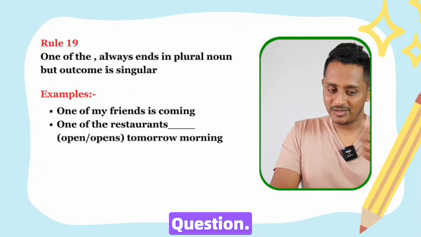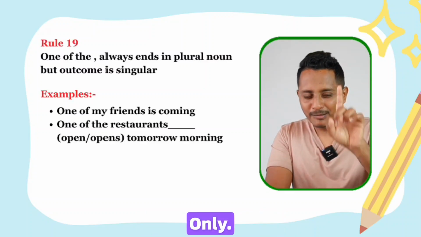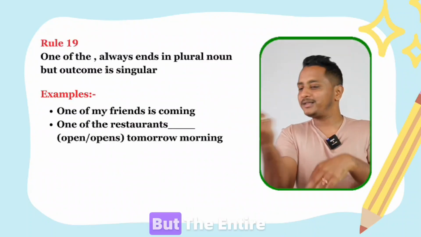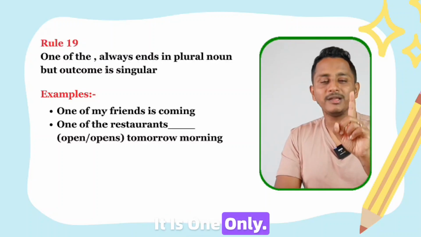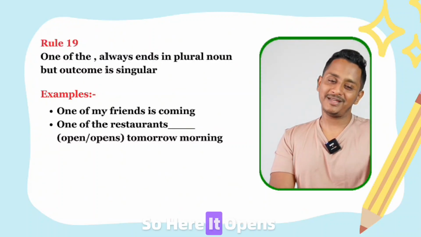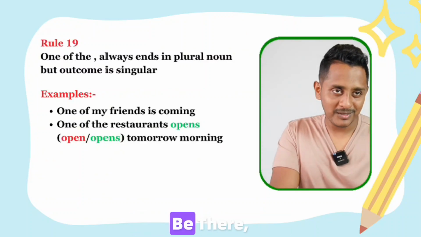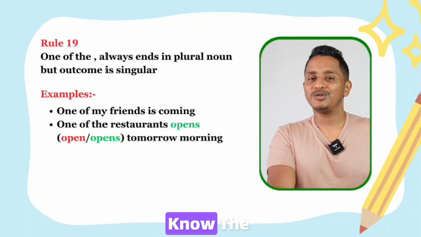Remember this. Look at this question: one of the restaurants dash tomorrow morning. One of the restaurants is one only. That one of the has to end in plural, but the entire thing is not plural, it is one only. It is like one restaurant. It opens, it eats. So here it opens tomorrow, not open. Something like this may definitely be there, may trick you. You just have to know the concepts.